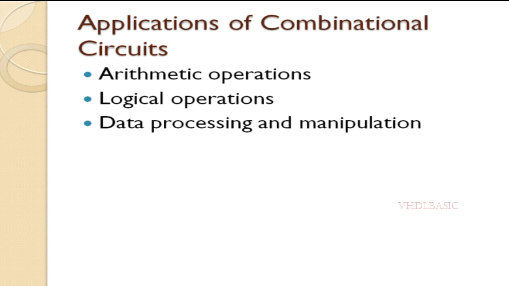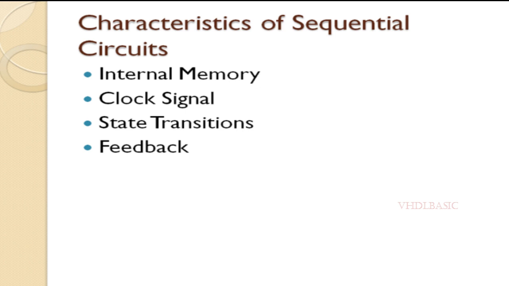Now we are going to discuss the characteristics of a sequential circuit. Internal memory. A sequential circuit uses memory elements to store the data about the past input. This internal memory enables it to maintain a state that affects the circuit behavior and output. Clock signal. A sequential circuit has a clock signal that determines when the circuit updates its internal state and produces an output. The clock signal synchronizes the state changes across the entire circuit.